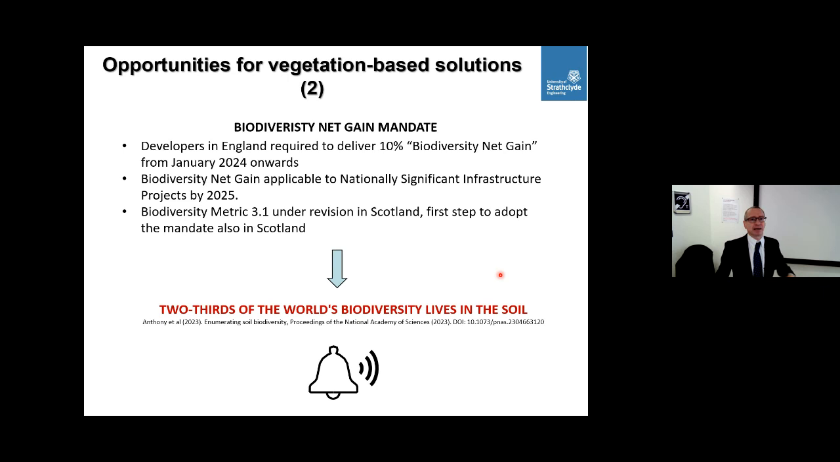Now, two thirds of the world's biodiversity lives in the soil. So at this point, the geotechnical engineer may fix two problems with the same tool. By promoting vegetation and bacteria, if you've done it right, you can fix the geotechnical story, but you can also promote biodiversity.